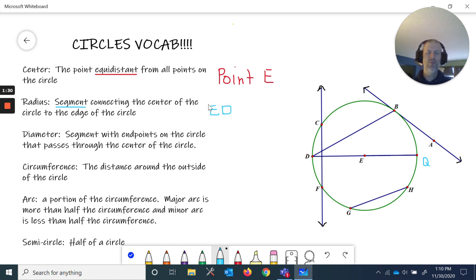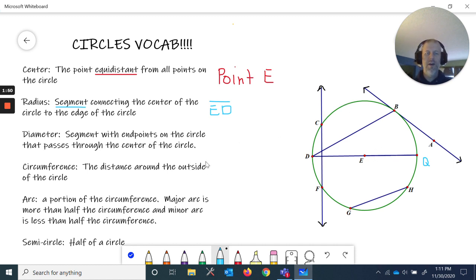And so with the correct notation, it's the endpoints of the segment with the segment marker over the top, just like we talked about at the very beginning of the year. I could draw from E to H. That would be a radius. E to G, E to F, E to C, E to B. Any point on the circle, I could add a point here and call it point X or something and draw a radius there.